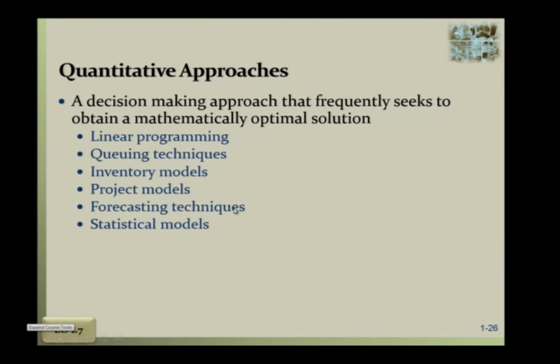Forecasting techniques, we've been dealing with forecasting techniques for the past 300 years. So some of our methods, like regression, go back to 1800. And the same thing with statistical models, different methods go back 200-300 years. So in this class, we cover a chapter on queuing techniques, that's chapter 18, inventory models, that's chapter 13, project models, chapter 17, forecasting, we cover in chapter 3, and statistical models, we cover in chapter 10.